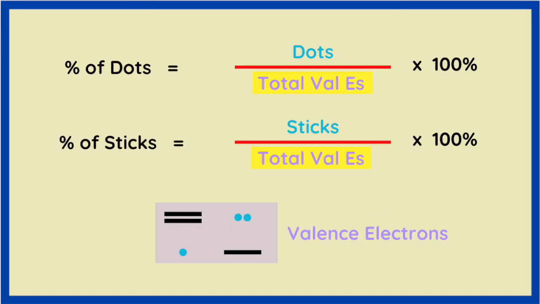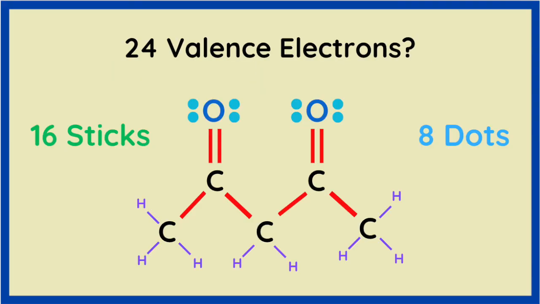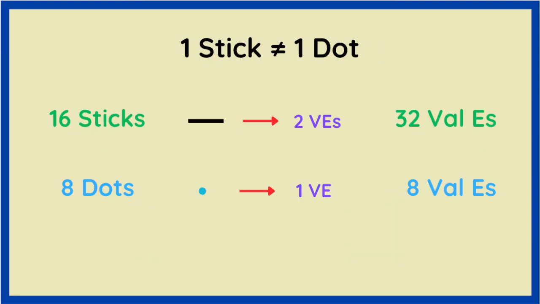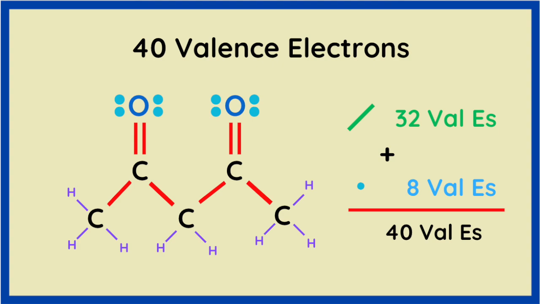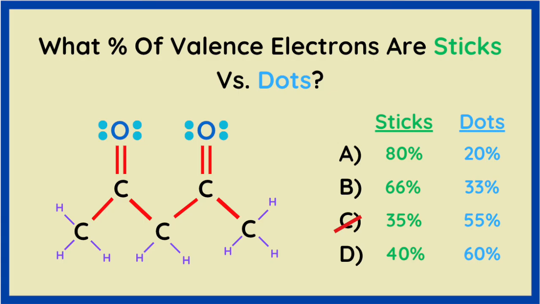And as a reminder, we found the Lewis structure to find the total number of valence electrons in our molecule. So does that mean that we have 24 valence electrons because 16 plus 8 is 24? Well, no, because a stick is 2 valence electrons and a dot is 1. So 16 sticks carry 32 valence electrons and 8 dots carry 8. Therefore, a molecule has a total of 40 valence electrons because 32 plus 8 is 40. But again, we have to figure out what percent these sticks and dots contribute to these 40 electrons.